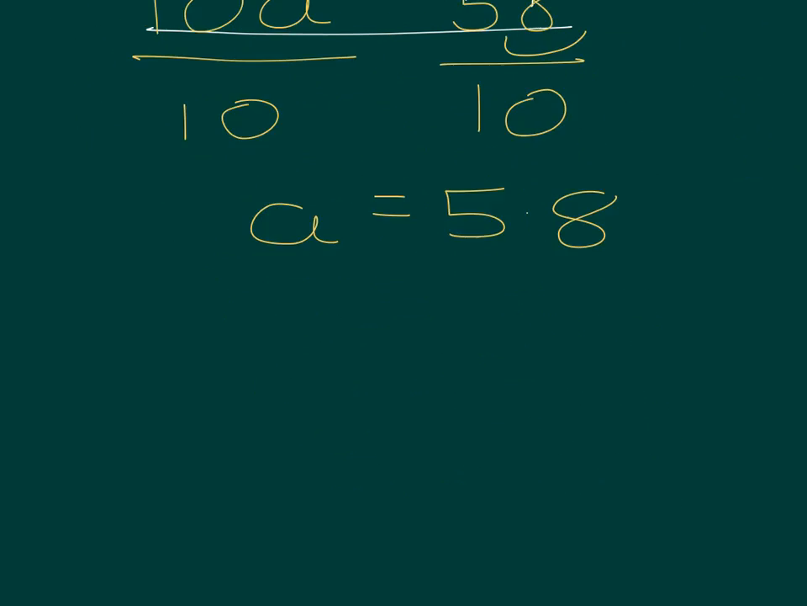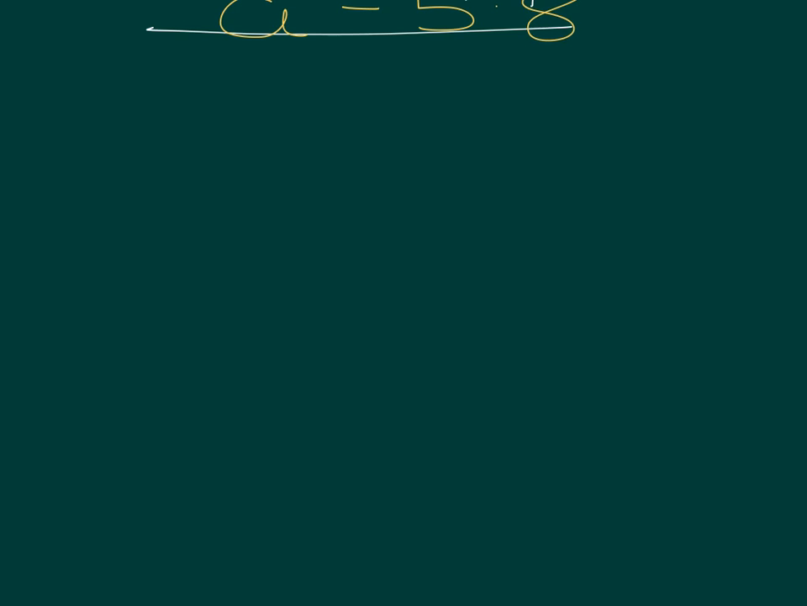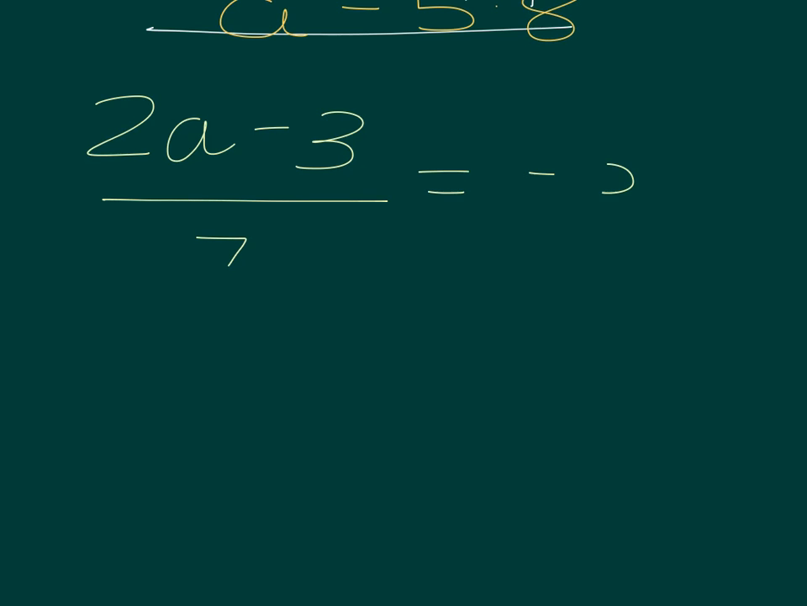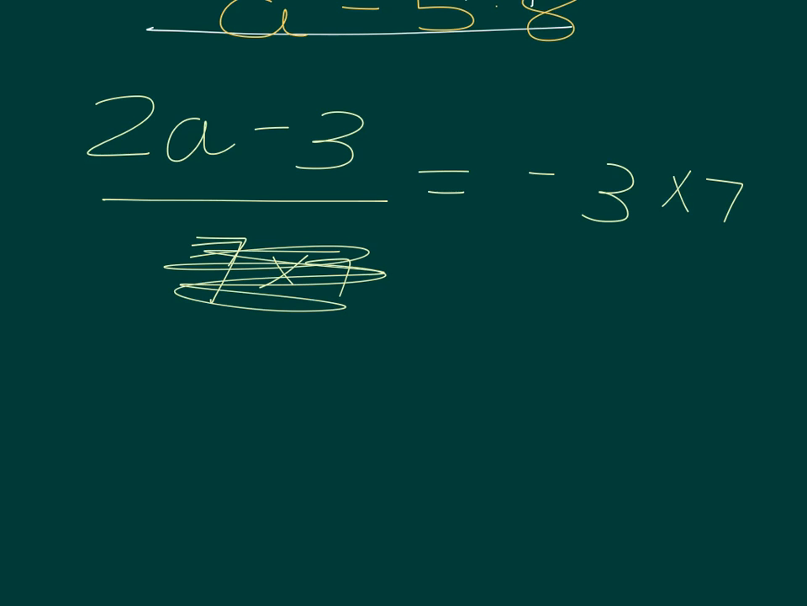I want to show you one more. Just get it up on my little screen here. Okay, so let's look at this one. If we had (2a take 3) divided by 7 equals negative 3. First thing, let's get rid of our divided by 7. What do we do? We times by 7, because that will get rid of that. And we've now got 2a take 3 is equal to negative 3 times 7.